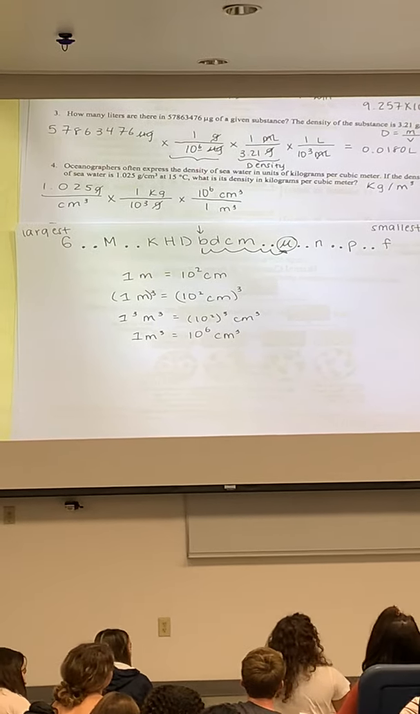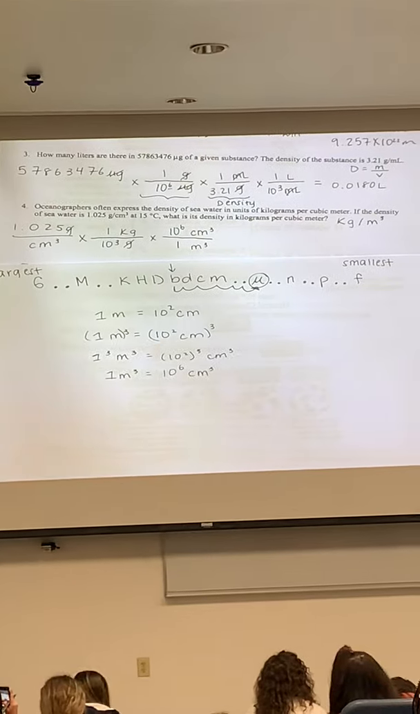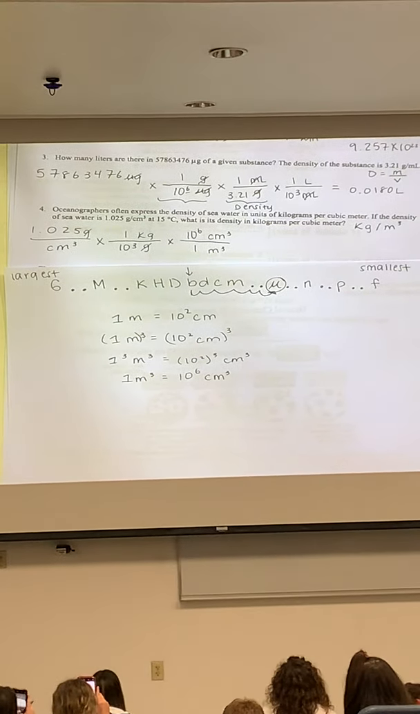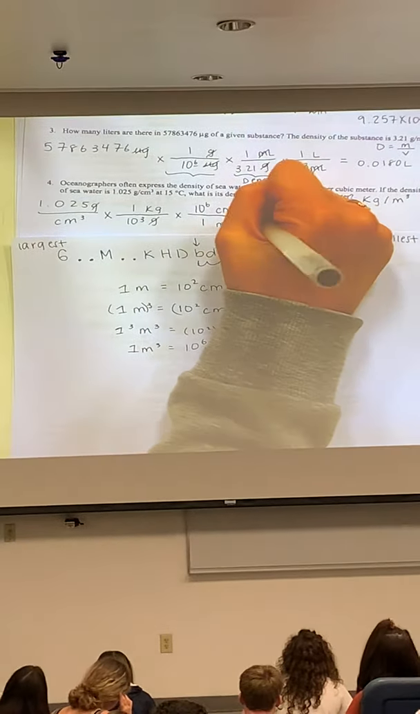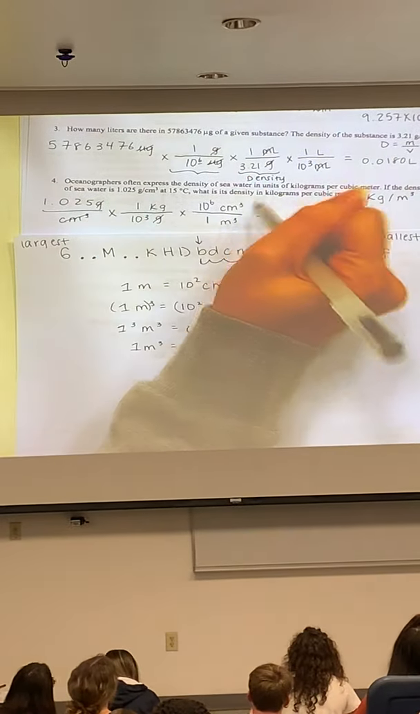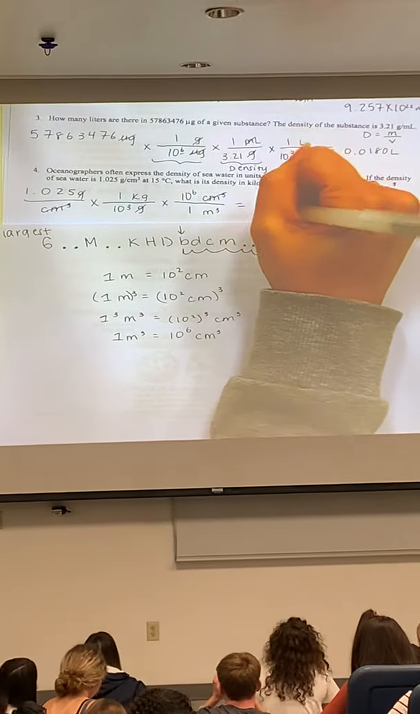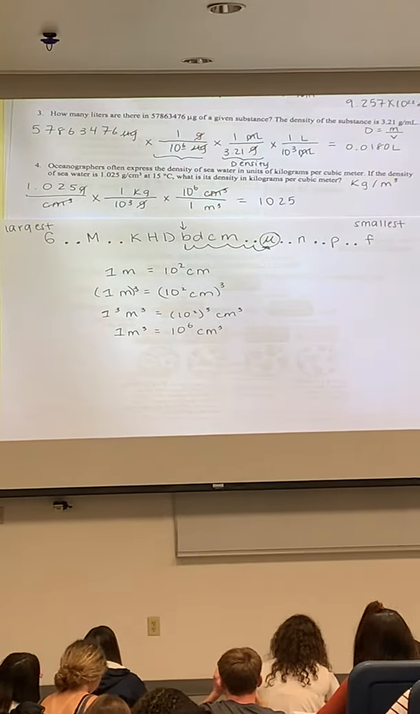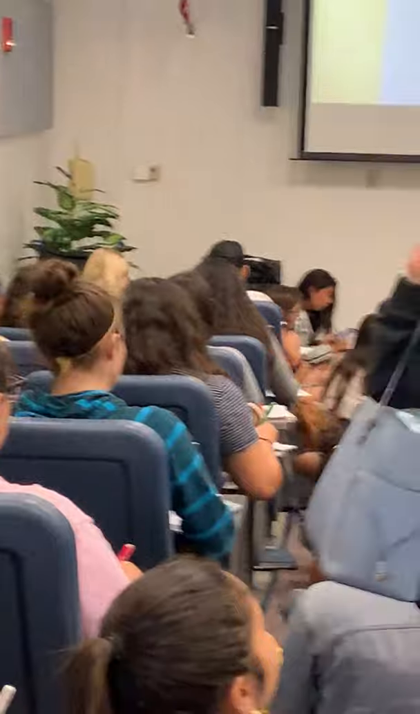I would just take a picture of this. If it doesn't register right now, you might be able to look back on it later and then just follow the math that I did. But then centimeters cubed cancels, and when we solve this problem, it's just going to be 1025. Right, just multiply by 1,000.